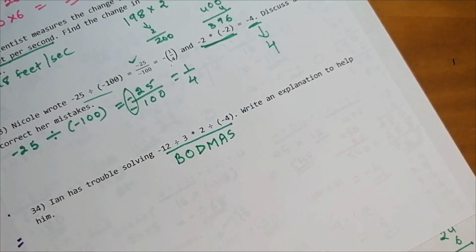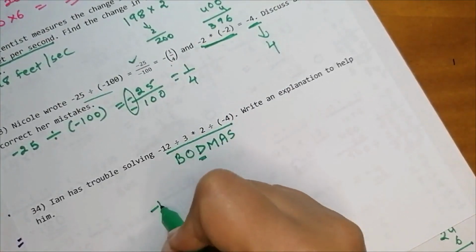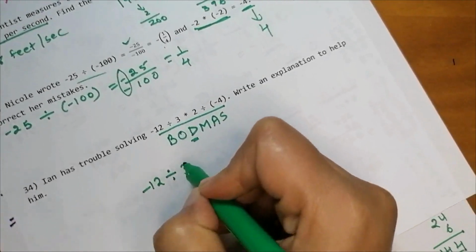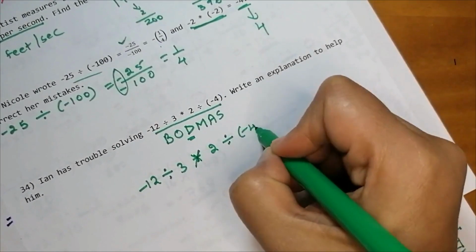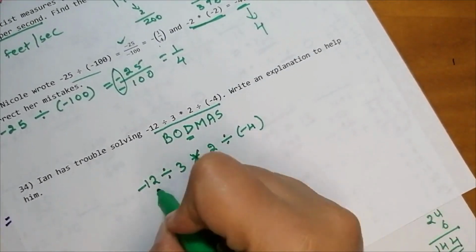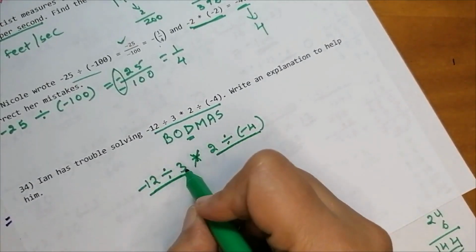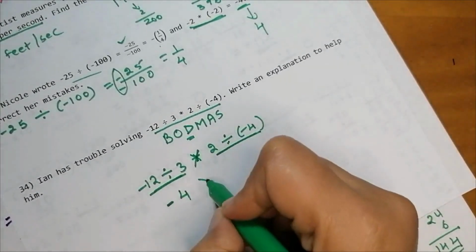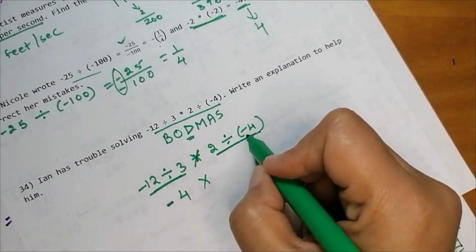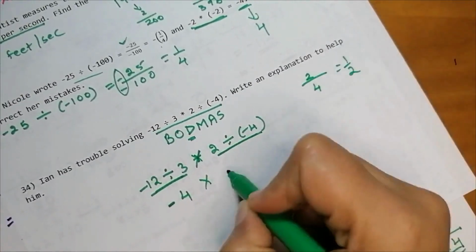Right? So as per that, what is he supposed to do? He has to do the division first, right? So if we take minus 12 divided by 3 times 2 divided by minus 4, all divisions should be done first. So this is a division here, this is a division here. So minus 12 divided by 3 should be minus 4. This times will be here. This is 2 divided by minus 4, so it's like 2 by 4, which is 1 by 2.